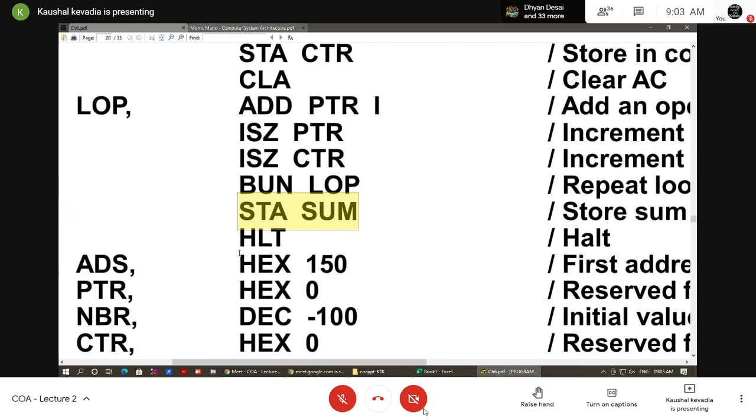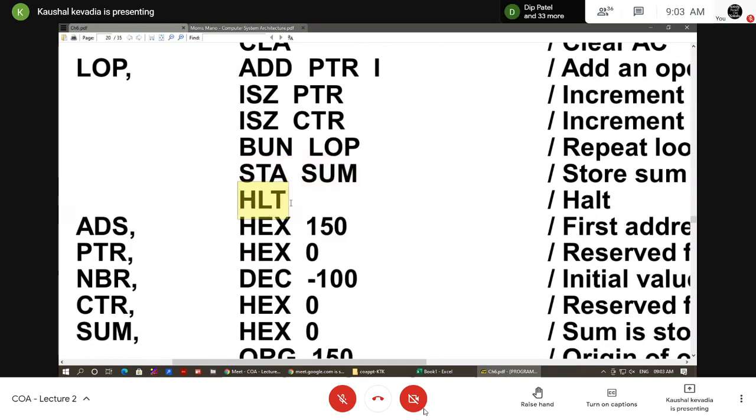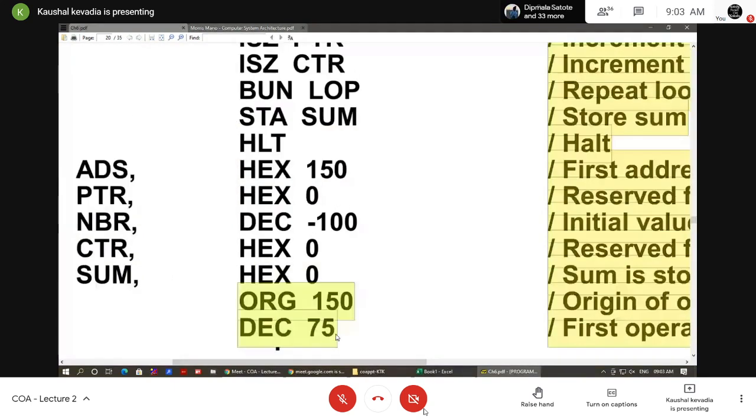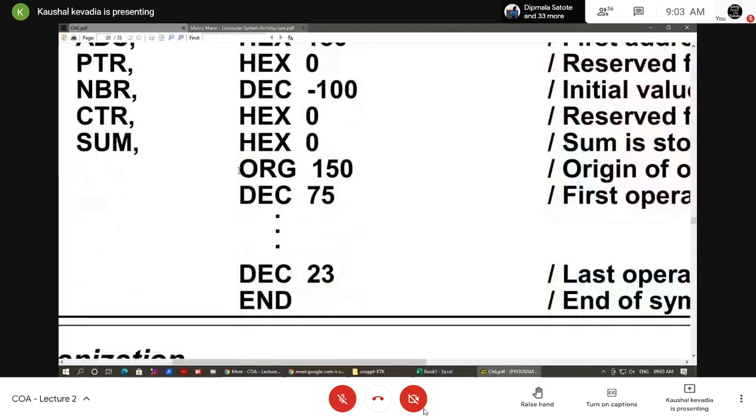Okay, and then there is an hlt instruction, which is optional, and then we are defining our variable, and lastly we are defining our operand, and the last instruction is end. So here we can say that my program is completed.